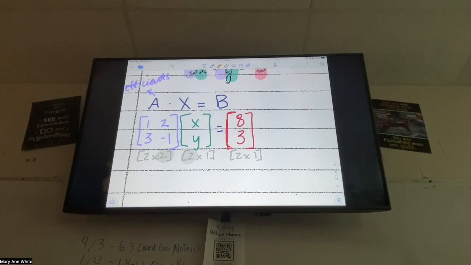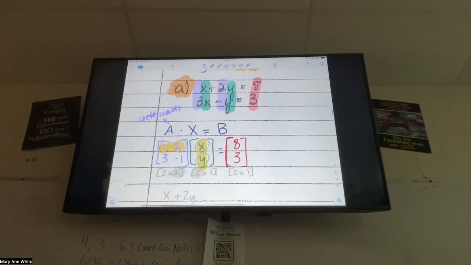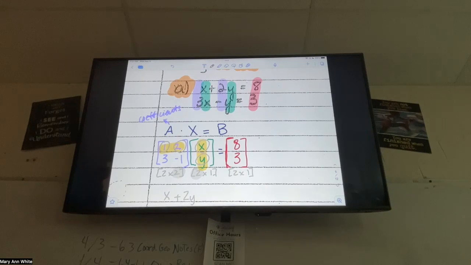If I were to multiply them, I'm going to go first row, first column. So I'm going to do 1 times X, so that's X, plus 2 times Y, which is 2Y. You don't necessarily have to write it down, you can even just watch me. Do you see how that's the exact same thing as the beginning of my statement up here?